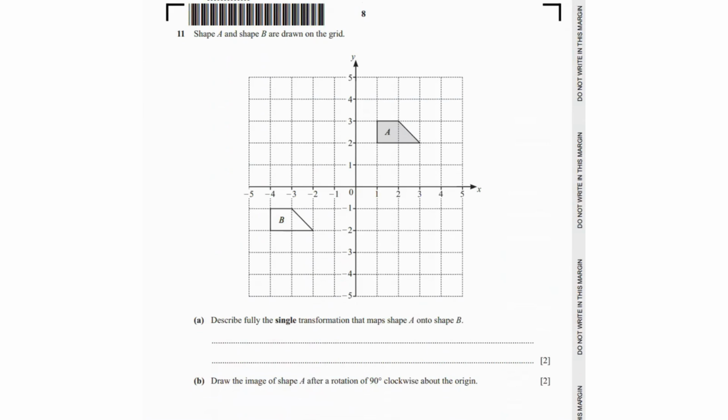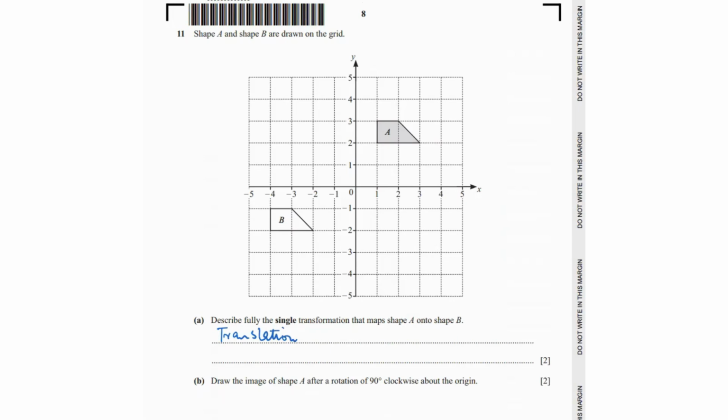Then we have transformation of shapes. Shape A and shape B are drawn on the grid. Describe fully the single transformation that maps shape A onto shape B. Since the place of the shape has changed, but the direction is the same, that means it's a translation. There is no change in the size, there is no change in the direction, only the placement of the shape has changed. So it's translation. So that's the first thing you write.